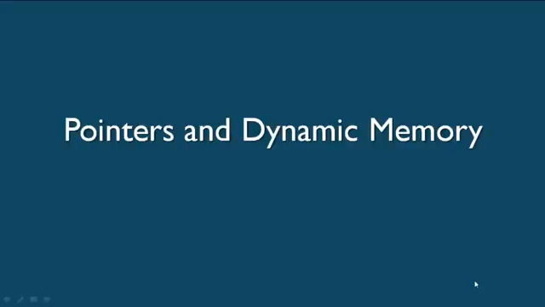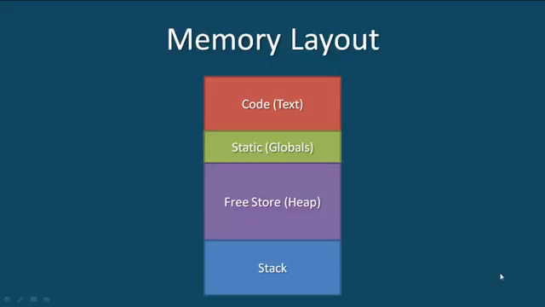Okay, so in this video, we're going to take a look at how we can use pointers to refer to memory that's allocated during program execution. And this memory is also known as dynamically allocated memory. So let's get started.